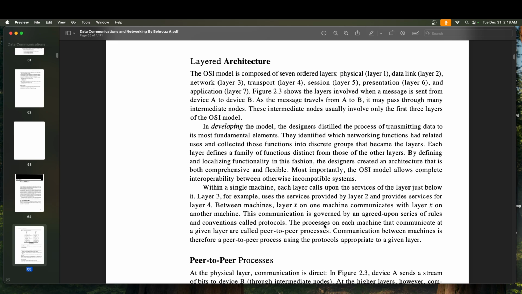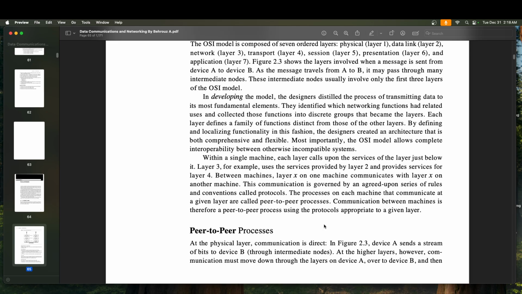These intermediate nodes usually involve the first 3 layers of the OSI model. Now, in developing the model, the designers distilled the process of transmitting data to its most fundamental elements. They identified which networking functions are related and collected those functions into discrete groups that became layers. By defining and localizing functionality in this fashion, the designers created an architecture that is both comprehensive and flexible. Most importantly, the OSI model allows complete interoperability between otherwise incompatible systems.